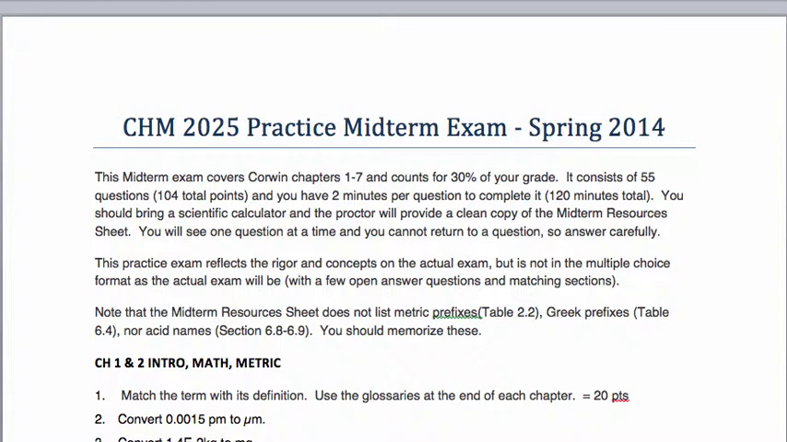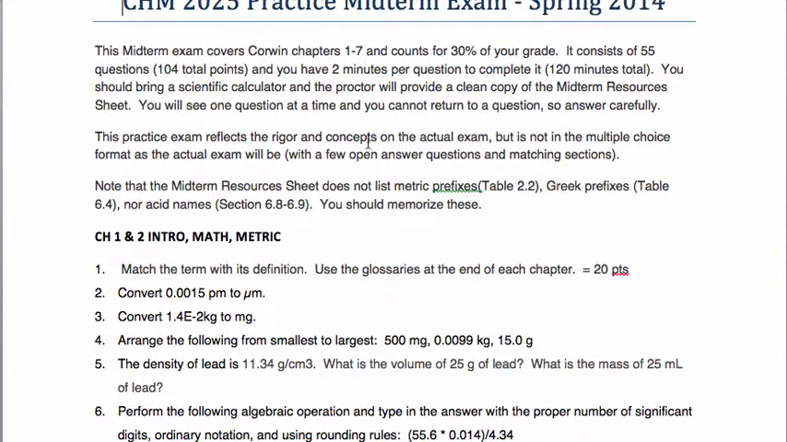We're covering Core 1 chapters 1 through 7, and I have provided you with a midterm resources sheet which you should become familiar with. In fact, please work through this practice test before you watch this video in which I work through it. Use the resources sheet while you're doing that so that you become familiar with what you have available to you. Notice that the resources sheet does not include metric prefixes.